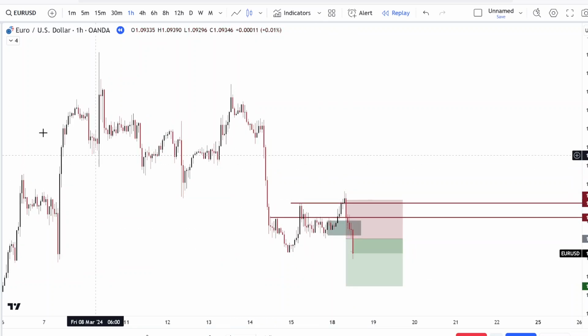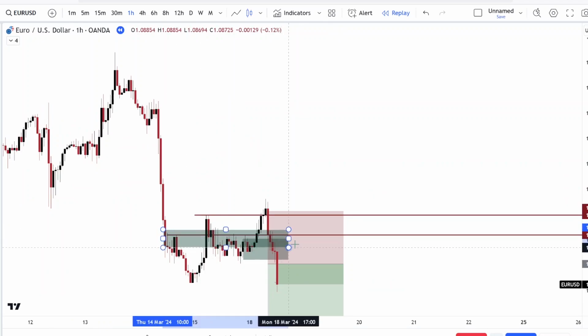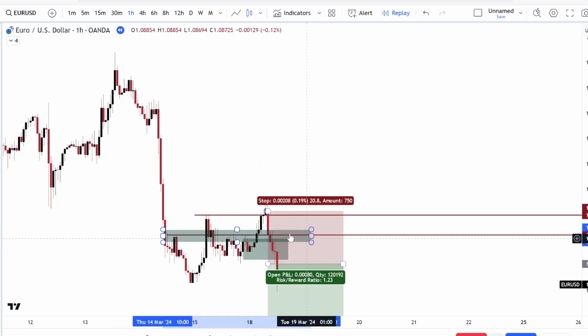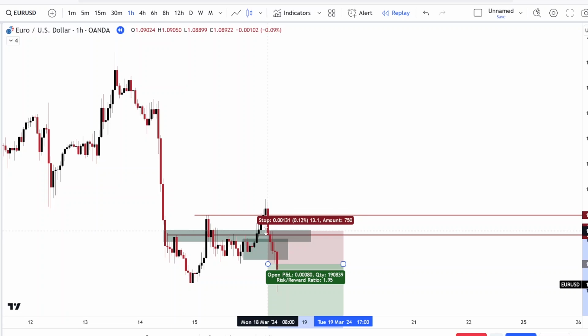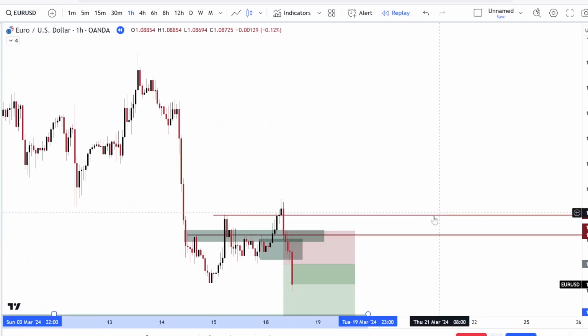Where would be your stop loss? It would be your next level of rejection. It would be right here. So this is your stop loss. And where are your targets? Somewhere around that 2-to-1 range.